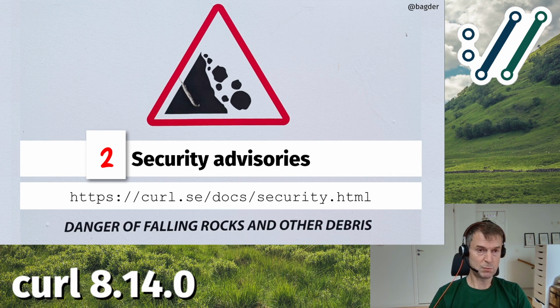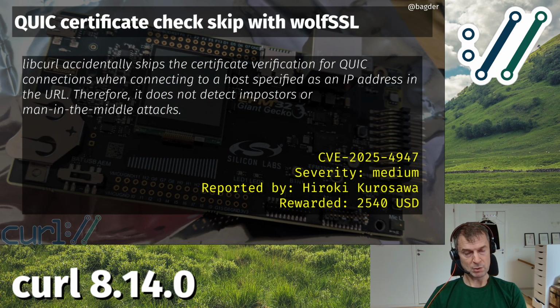This time around, I think we could and should put some particular focus and concentration on the 2 security advisories, and maybe particularly we should think about who's actually affected or not. But anyway, bear with me, they are slightly complicated here, but the first one is the quick certificate check skip with wolfSSL. This is an accidental skipping the certificate check when we connect to a quick server with curl, and curl is built to use the wolfSSL TLS backend.